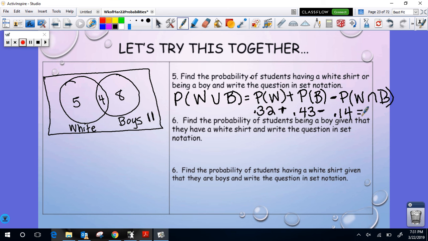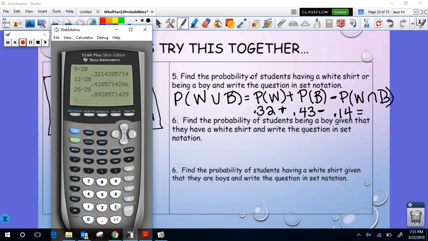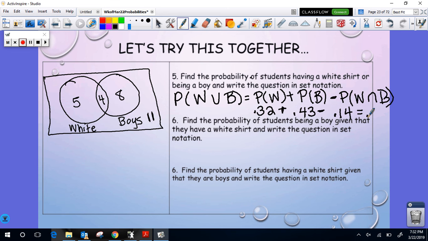And so the answer to this question would be 0.32 plus 0.43 minus 0.14, and this equals 0.61. Or you can put 61%. Alright, so 61% of the students have a white shirt on or is a boy.